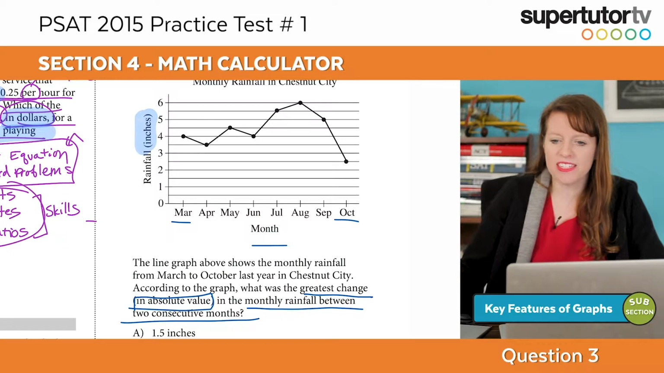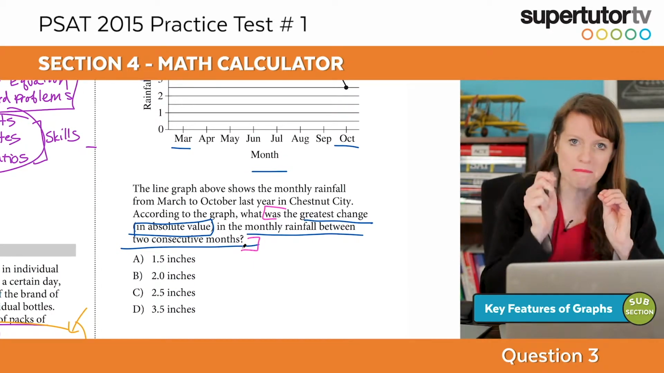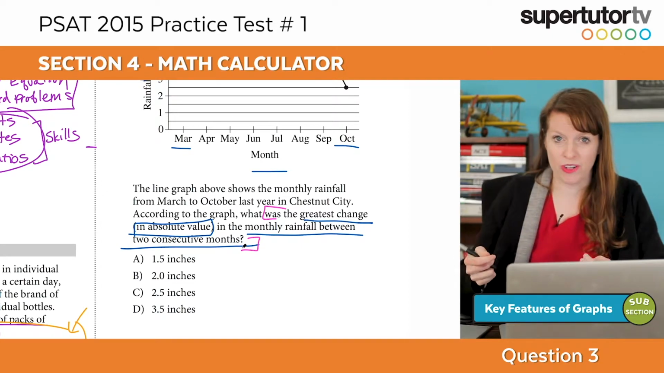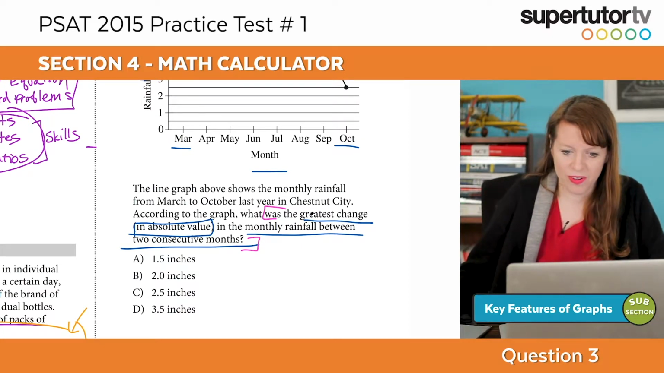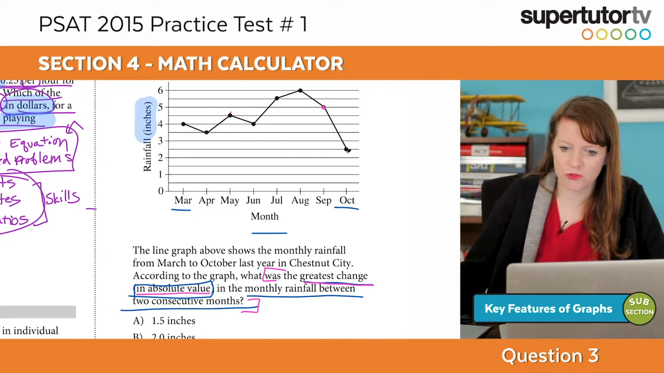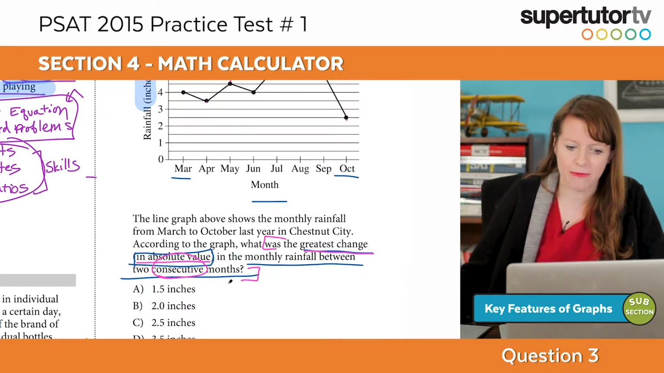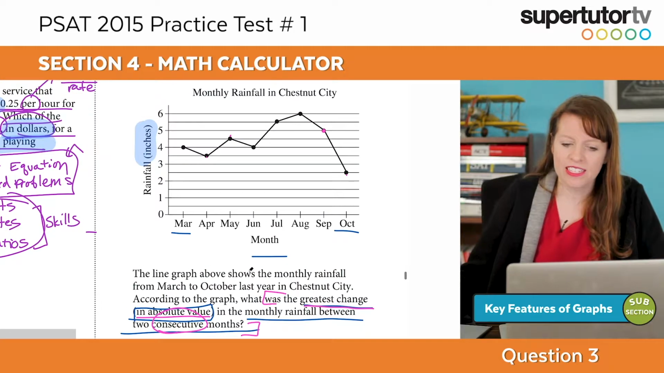Whenever you have these data problems, this is the most important part. The biggest mistake that people make is they misinterpret what it is that they're looking for. So don't do that. We want the greatest change in absolute value. That means it can be a change upward or downward. So I want the steepest drop or rise between 2 consecutive months, okay? Consecutive means in a row.